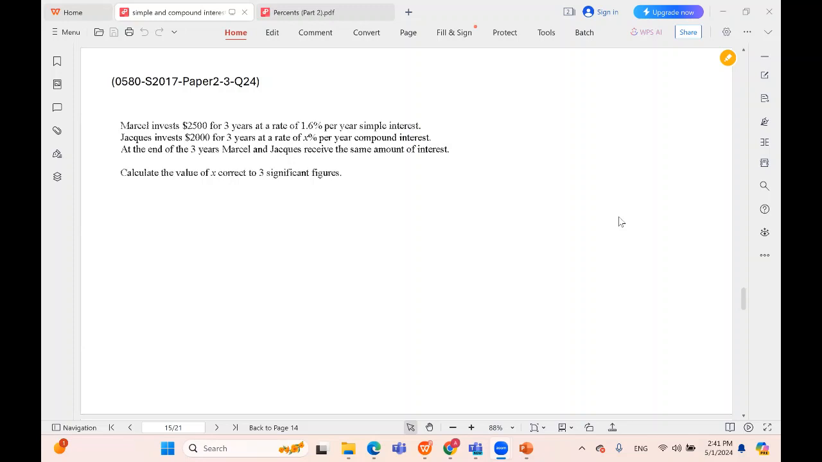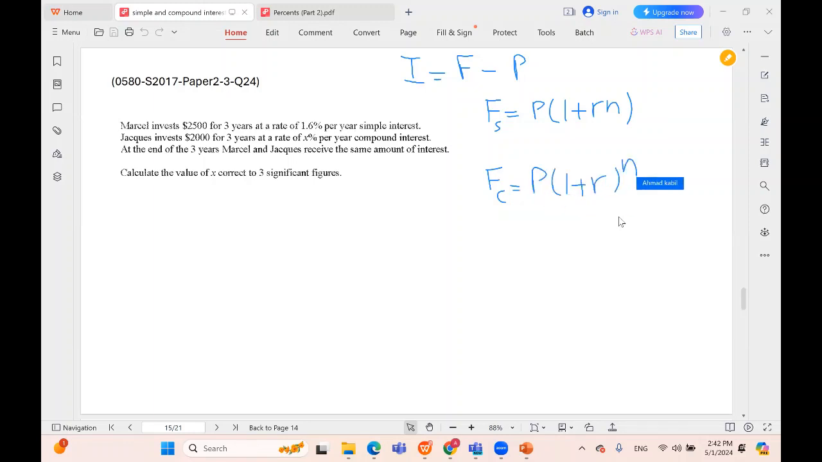So interest, whether simple or compound, is future minus present. For simple interest, we have F equals P times (1 plus Rn). For compound interest, we have F equals P times (1 plus R) to the power N. I just call them Fs and Fc to distinguish between simple and compound. So in both cases, when we get F, we can subtract P to get I. I is F minus P. The interest is future minus present.